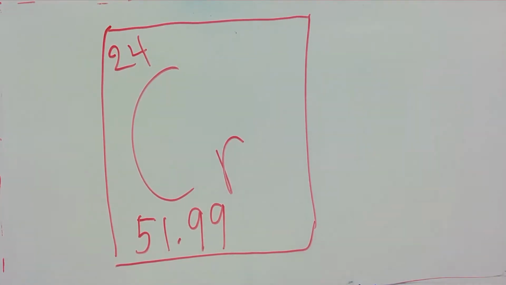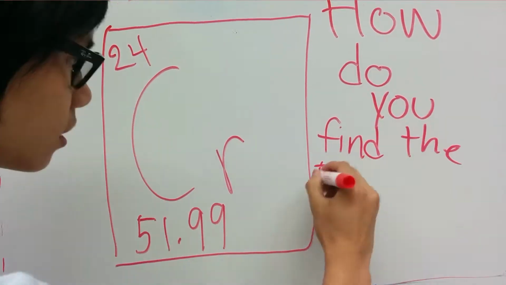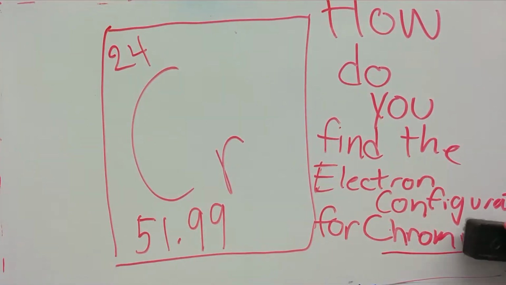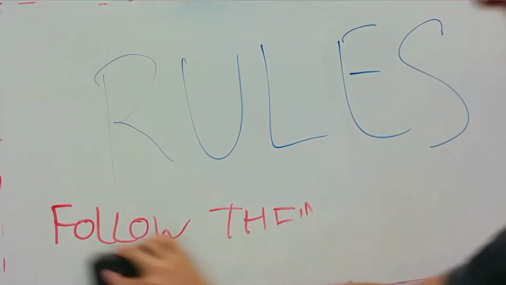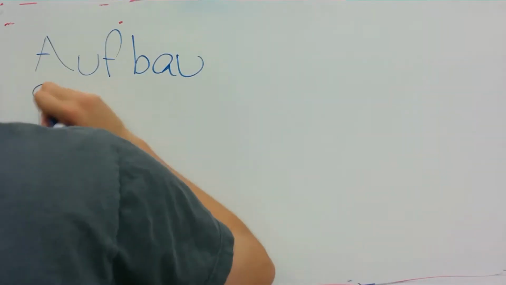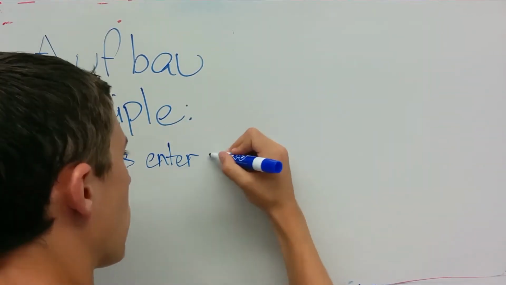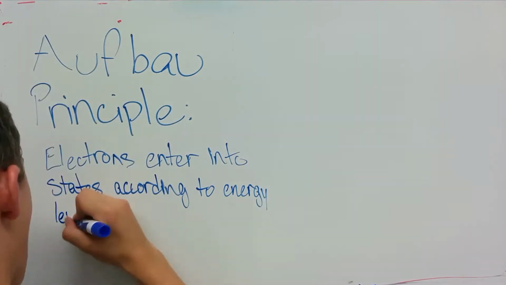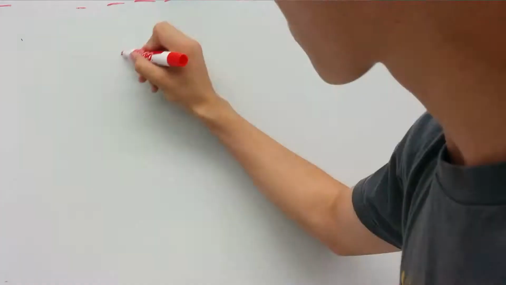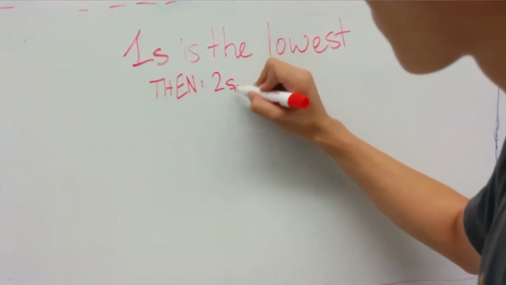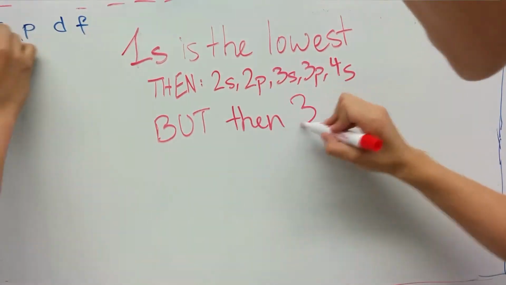Take chromium, for example, element 24. We can name it by following a few simple rules about electron configuration. The first rule, the Aufbau principle, states that electrons enter states according to their energy level. In other words, electrons fill the 2s sublevel before the 2p and 3s sublevels.